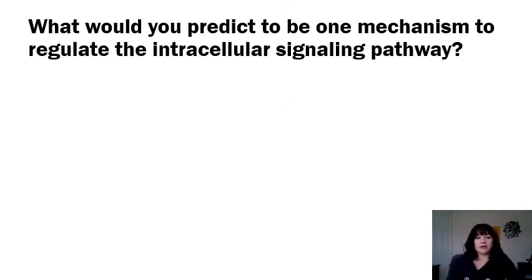So, based on that generic pathway that we saw, what would be one way that you could regulate the intracellular signaling pathway? So if you wanted to stop this pathway, stop a signal from working, for example, or if you wanted to enhance a cell's response to a certain signal, what could you do?